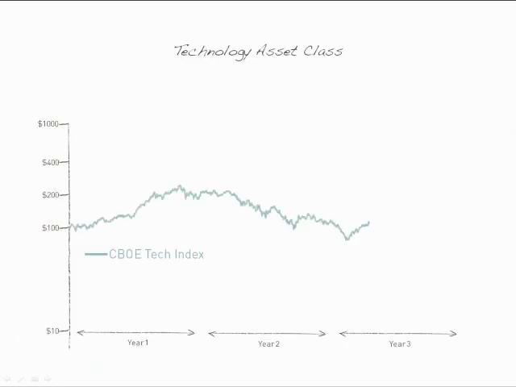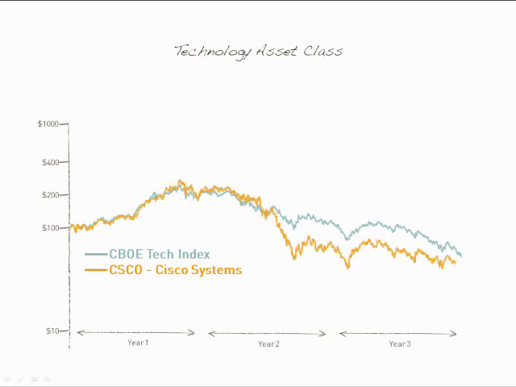Represented here is the asset class technology, as represented by the Chicago Board Options Exchange Technology Index. Now, if we take a look at Cisco, a technology stock, and how it performed relative to its asset class, we see that it tracked it very closely during this initial rising period of values, and remained close during this declining period of values. So, as asset allocators, when asked at the end of this 3-year period why Cisco performed the way it did, we answer, because it tracked its asset class.